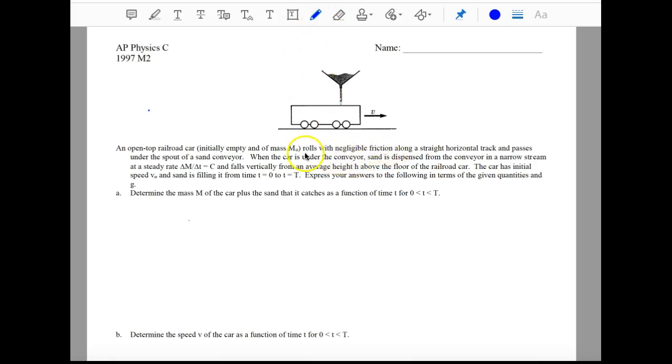And so, when you do these, I would probably put M0 in it and then write no force of friction, exclamation point. That way you know you're not losing any energy along a straight horizontal track and passes under a spout of a sand conveyor. So we know that there's sand coming out here.